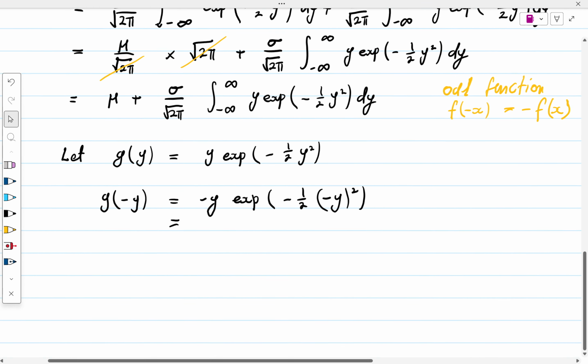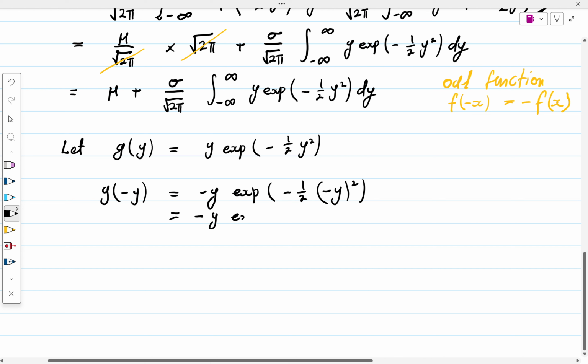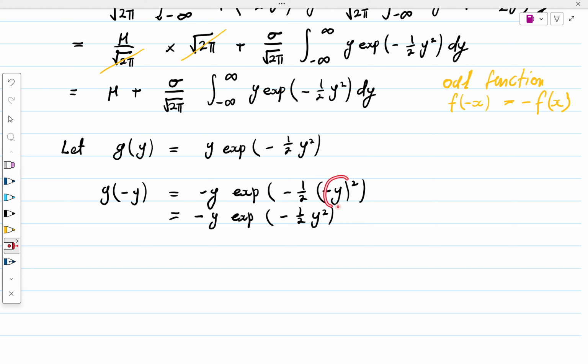And this is negative y exp of negative a half y squared. Again, why does it simplify to y squared? Well, because when you take the square of a negative number, you get back to a positive number here. And then what do you notice about this expression here? The y exp negative a half y squared, that second half of that expression is just g of y, but we've got a negative in front of it, so that is negative g of y.